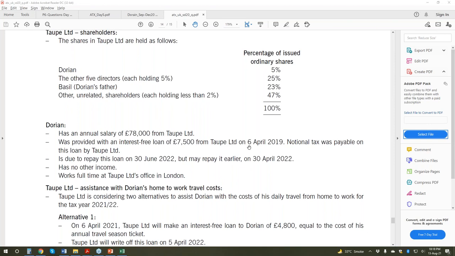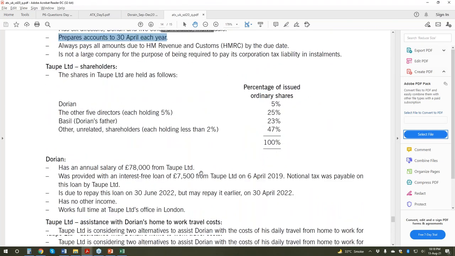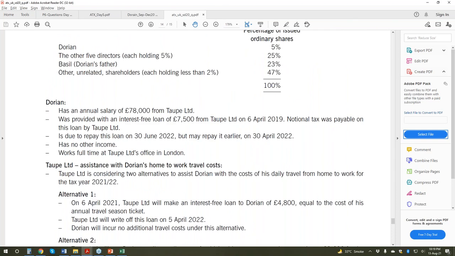Okay, so the loan will be provided on 6th April 2019, and D will repay the loan either on 30th June 2022, but may repay it earlier on 30th April 2022. So he can either pay in June or 2 months earlier in April. So guys, let us quickly go back and check what the year end of T Limited is. It is 30th April as well. Now, why have I stopped and checked the year end?